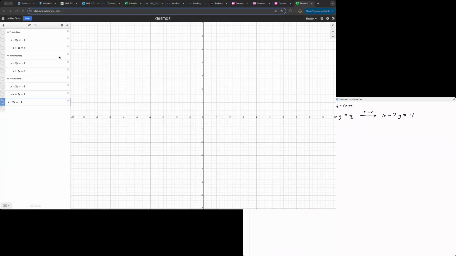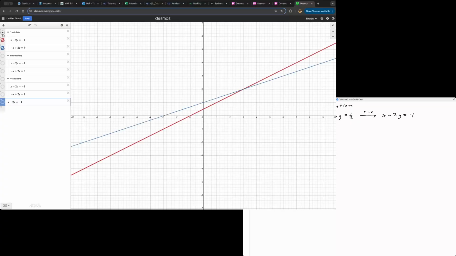So if I jump back onto Desmos, if I graph both of them, I get the x minus 2y equals -1 in red, and the -x plus 3y equals 3 in blue. And if I look at where they intersect, they intersect at this point (3, 2). And so my solution would be x equals 3, y equals 2. So we can get a solution just by looking at where these lines intersect.